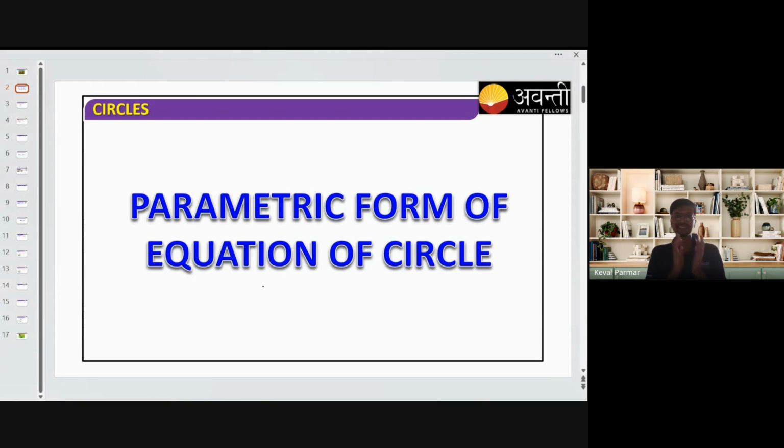The thing we are going to do is the parametric form of the equation of a circle. Now, you might have heard about the parametric form of the equation of a line, or not heard. We have studied it. I hope you are present in the lecture. So the parametric form of a line and the parametric form of a circle are exactly similar, just the parameters are different.